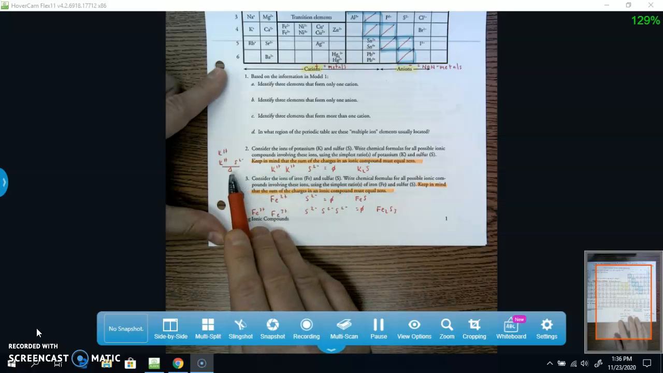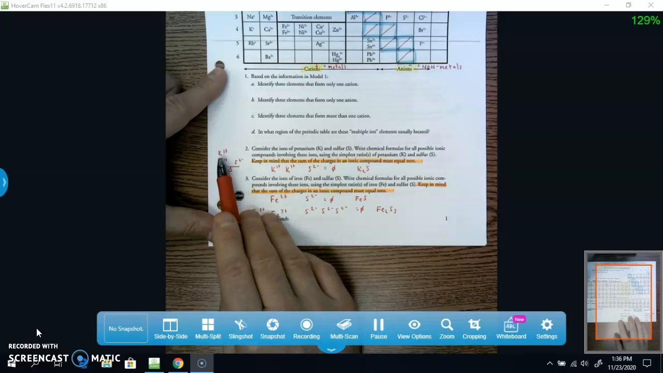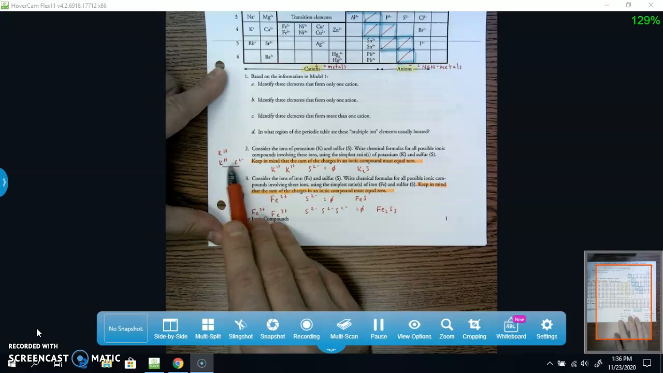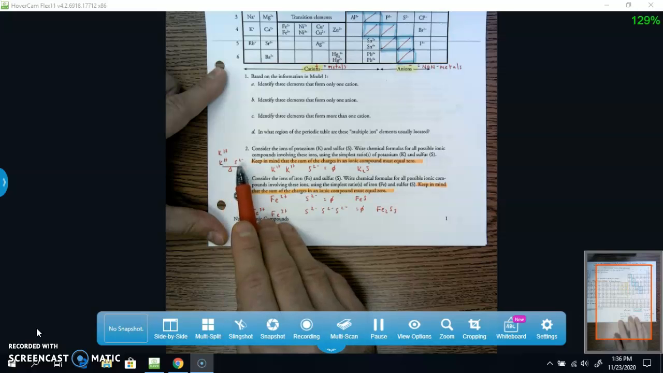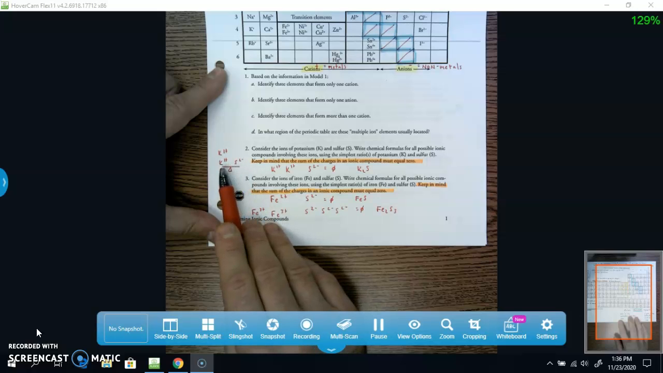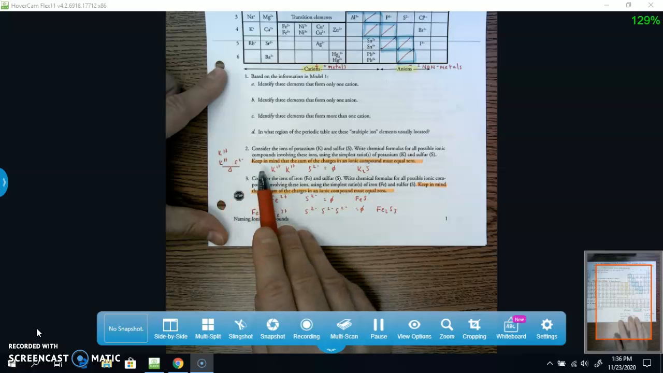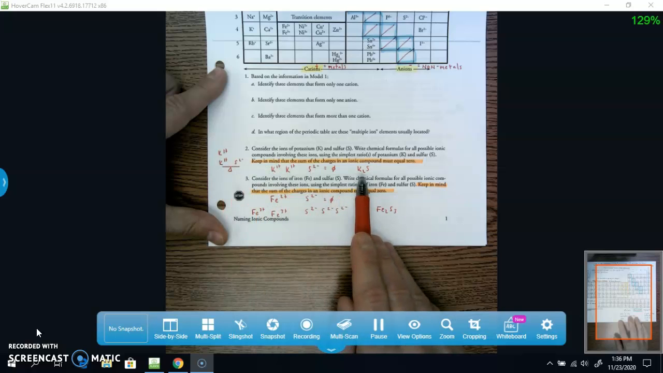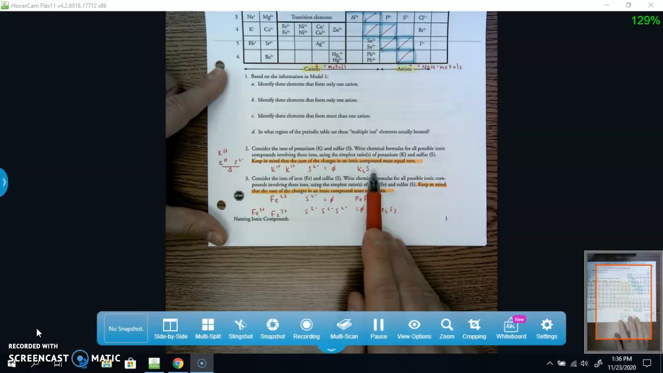Another way that you can represent this with what I call a balanced charge teeter-totter is 2 K1+, potassium ions, 1 single sulfide ion. Because there are 2 potassium ions, whether you look at it this way or this way, the formula is K2S.